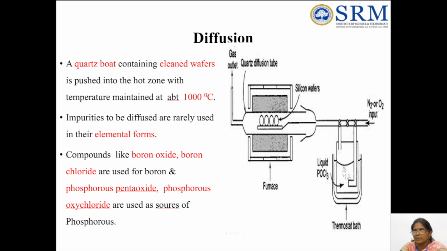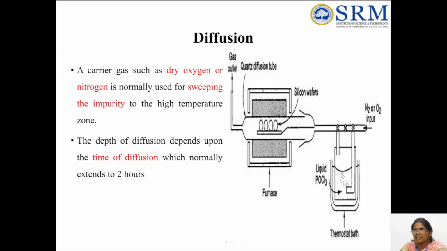Compounds like boron oxide and boron chloride are used for boron. Phosphorus pentoxide and phosphorus oxychloride are used as a source of phosphorus. A carrier gas such as dry oxygen or nitrogen is normally used for sweeping the impurity to the high temperature zone. The depth of the diffusion depends upon the time of diffusion, which normally extends to 2 hours.